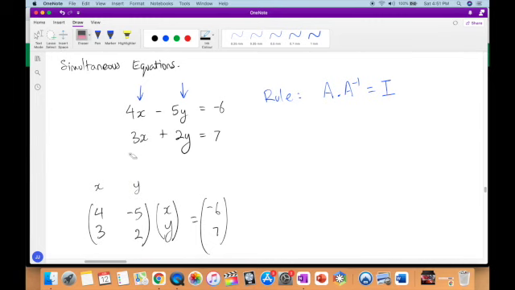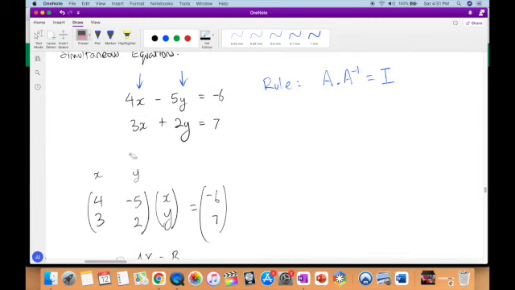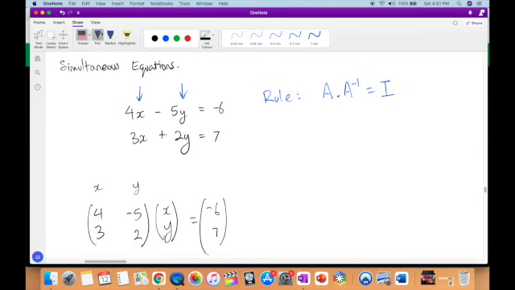And what we say is that this matrix multiplied by xy is going to give us this matrix, which is the answer -6, 7. So Scotia, you're okay with how to form the matrices from a simultaneous equation? Yeah. Shazay, you okay with it?